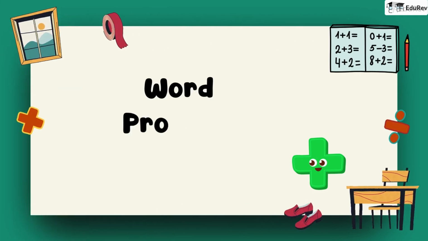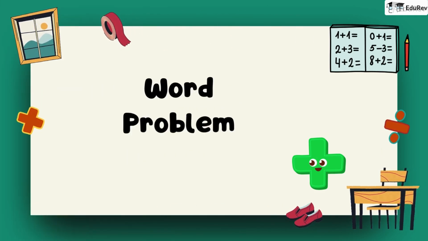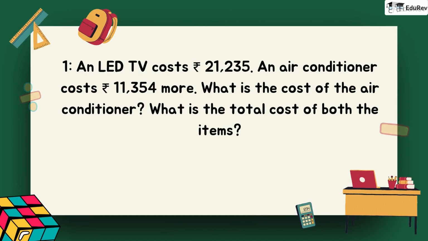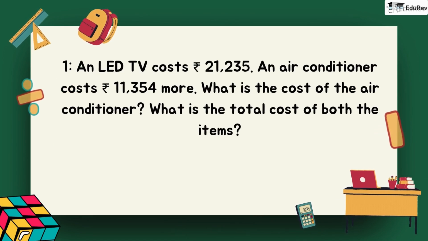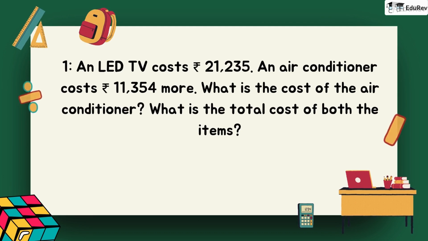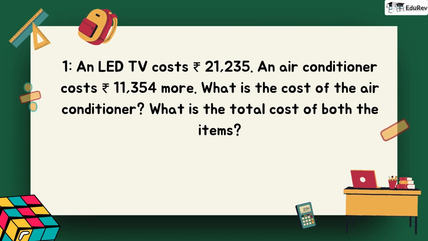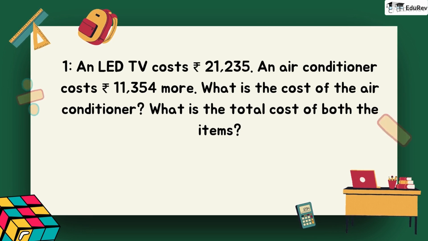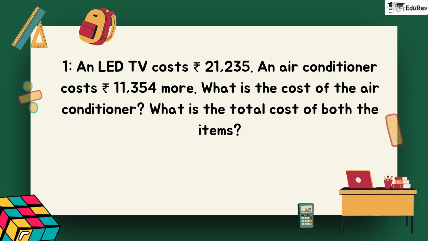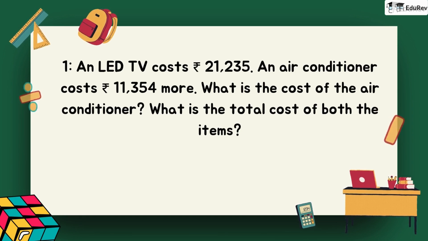Let us solve word problems on addition now. Problem: an LED TV costs 21,235 rupees. An air conditioner costs 11,354 rupees more. What is the cost of the air conditioner? What is the total cost of both the items?